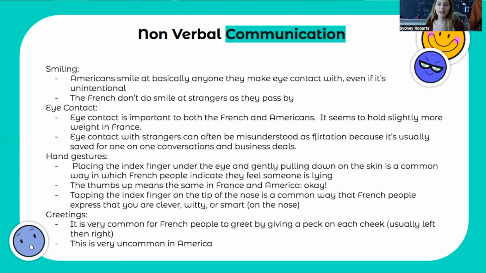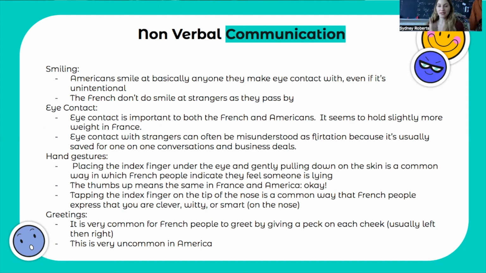And then we have hand gestures. So placing the index finger under the eye and gently pulling down on the skin is a common way in which French people indicate they feel someone is lying. My French teacher used to use that gesture all the time. If somebody was like, oh, I left my homework in my locker, she'd be like, oh, I bet you did, which is kind of an interesting gesture.